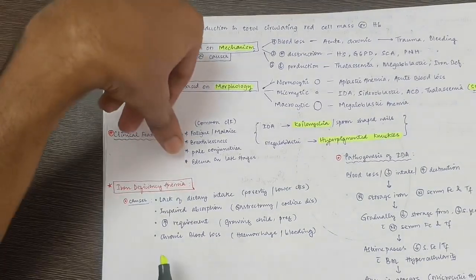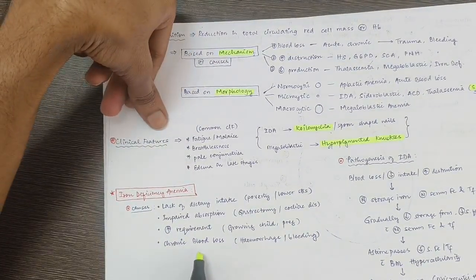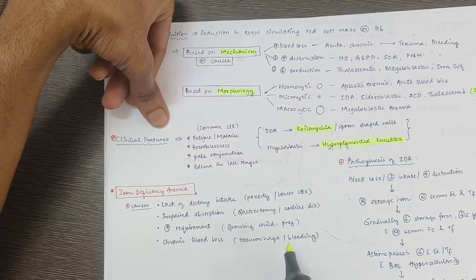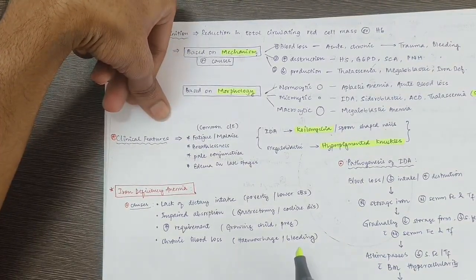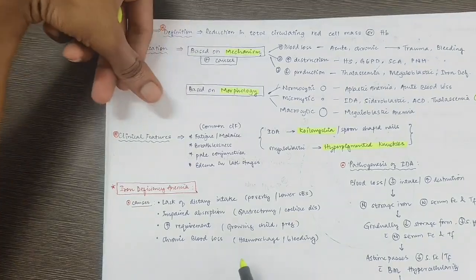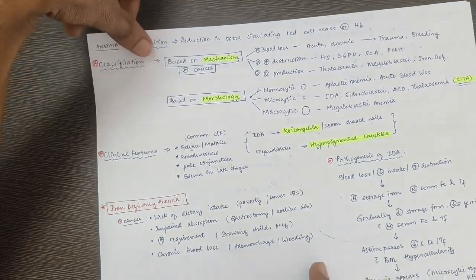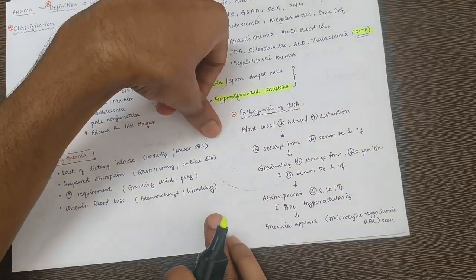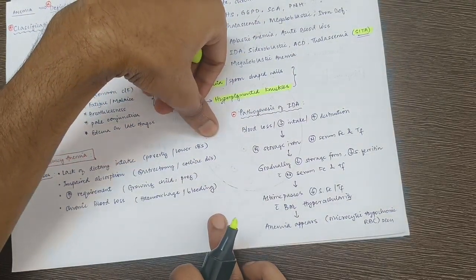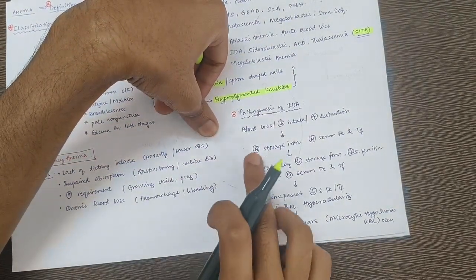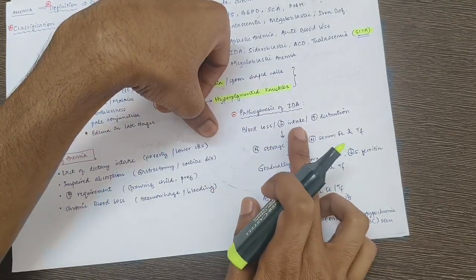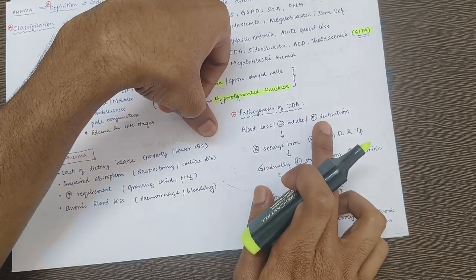Next you are going to see chronic blood loss. Because of chronic blood loss such as hemorrhage, bleeding in the GIT or in the genitourinary tract, you are going to precipitate into anemia. So how are you going to deal with the pathogenesis? What is the pathogenesis of iron deficiency anemia? There will be some cause that has led to blood loss or decreased intake, or there is increased destruction.